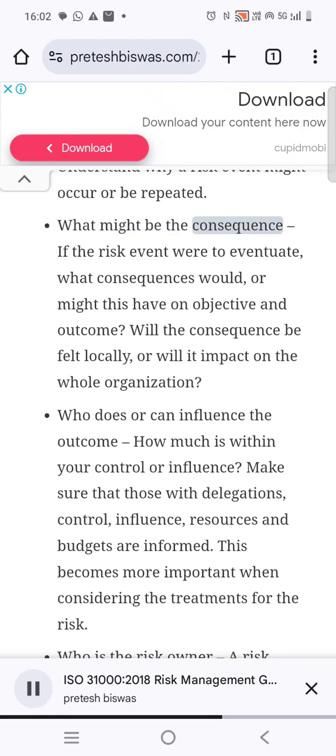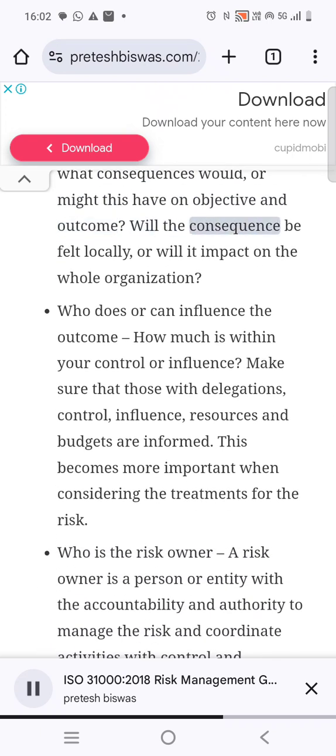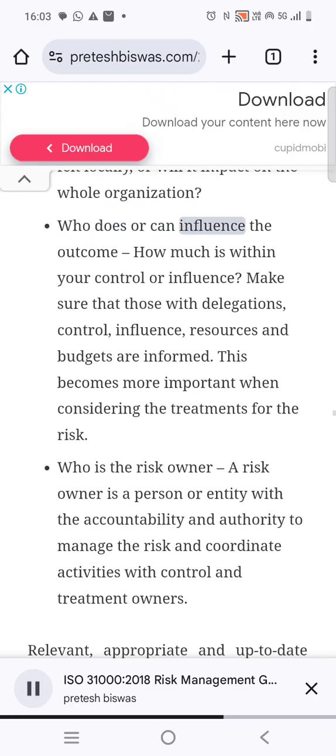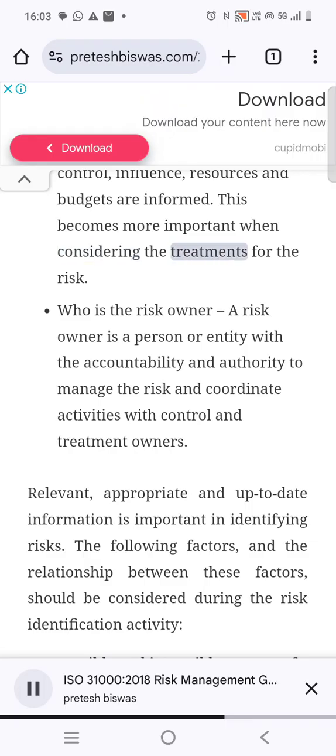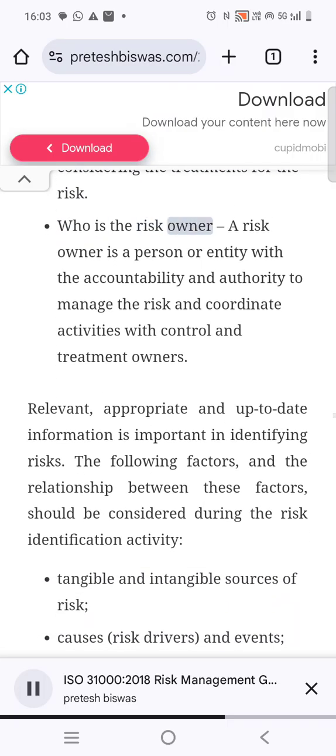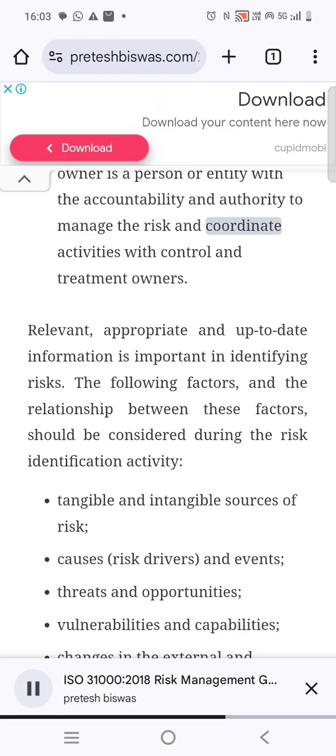What might be the consequence if the risk event were to eventuate? What consequences would, or might, this have on objectives and outcomes? Will the consequence be felt locally, or will it impact the whole organization? Who does or can influence the outcome? How much is within your control or influence? Make sure that those with delegations, control, influence, resources, and budgets are informed. This becomes more important when considering the treatments for the risk. Who is the risk owner? A risk owner is a person or entity with the accountability and authority to manage the risk and coordinate activities with control and treatment owners.